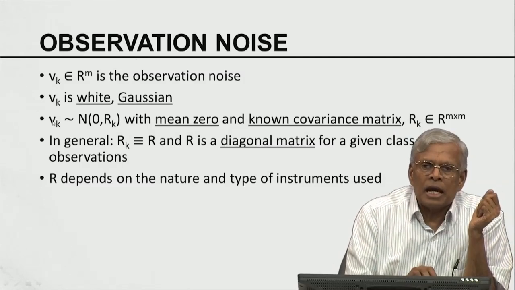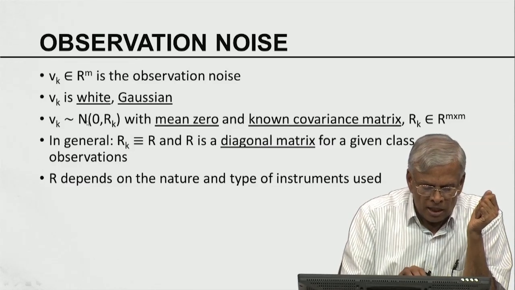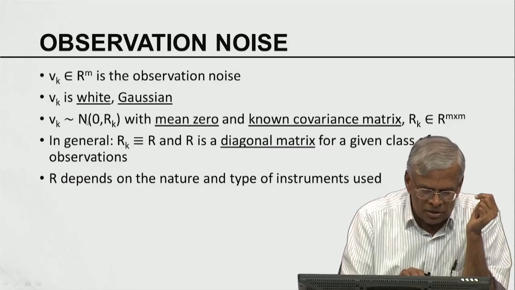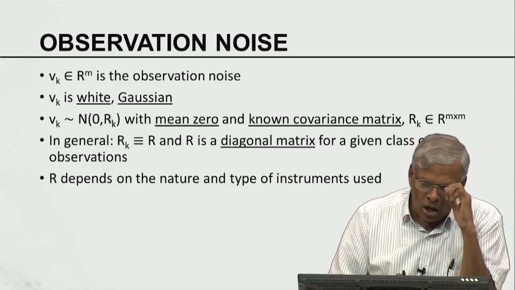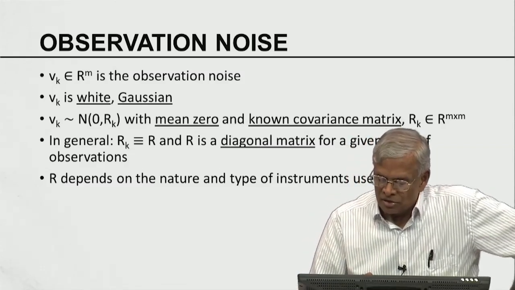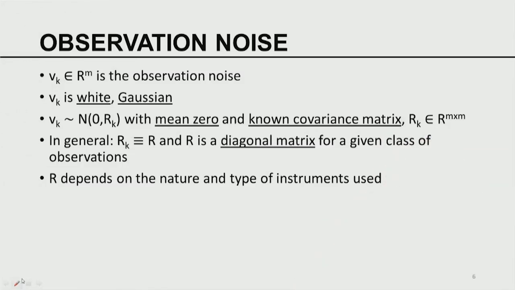So VK is the observation noise that affects the observation at time k. VK is a vector of random variables. It has zero mean and a covariance RK. It is assumed the covariance matrix is known. RK is a covariance matrix of size m by m. It is also assumed RK is symmetric and positive definite in most cases. In general, we will assume RK is R.